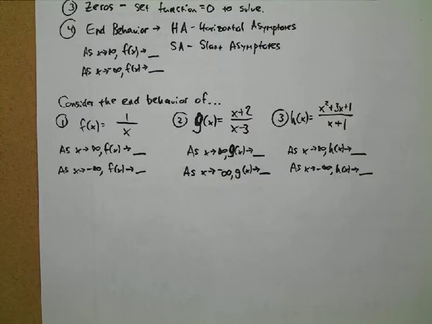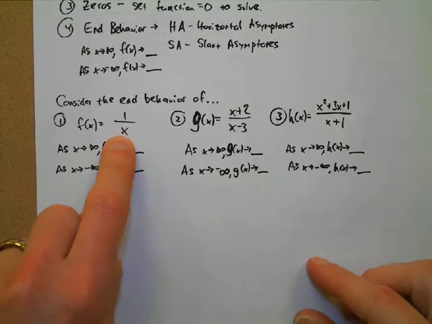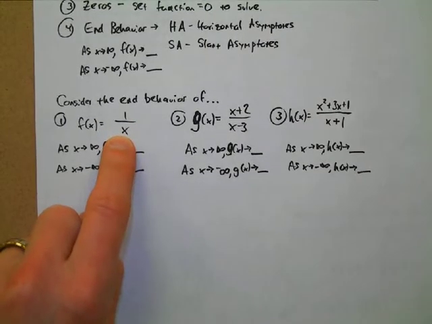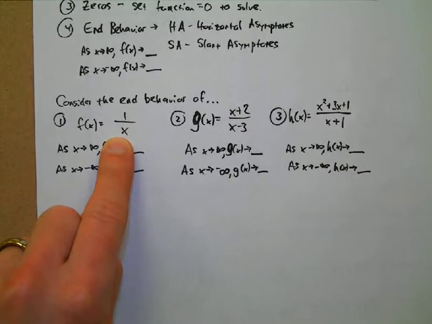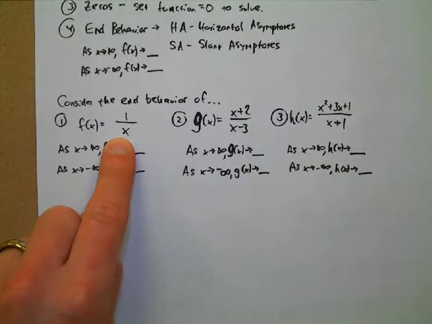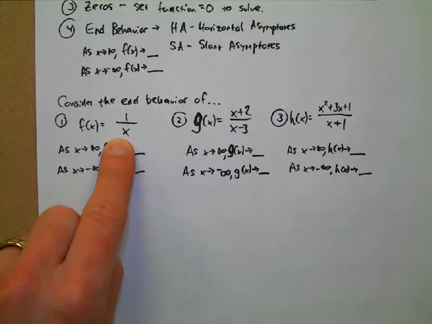We could sketch this one out, right? In fact, we should already have a very good picture in our mind of what 1 over x looks like. That's our parent function, okay? If you don't know 1 over x, you need to know 1 over x, right? Because then we can transform it and we can get all of our graphs from here.